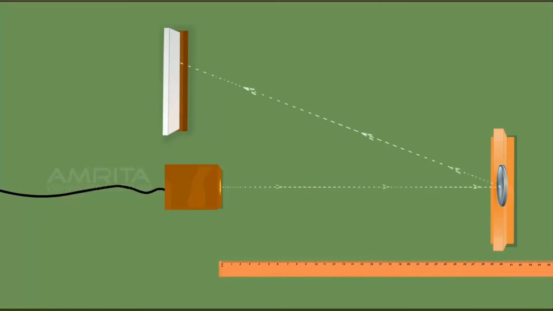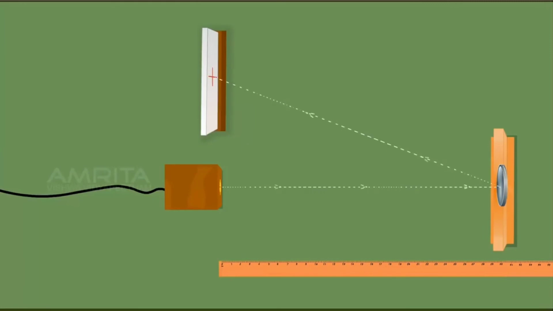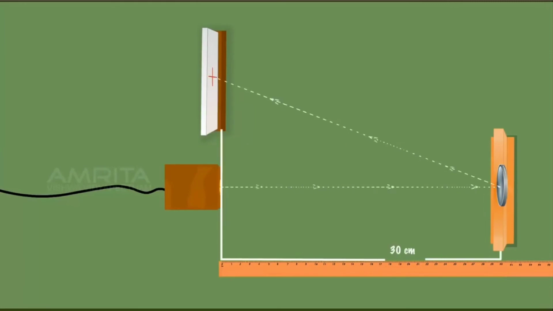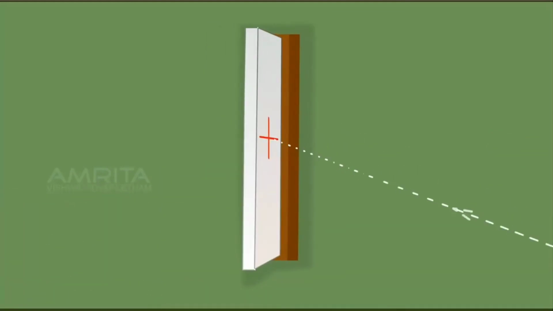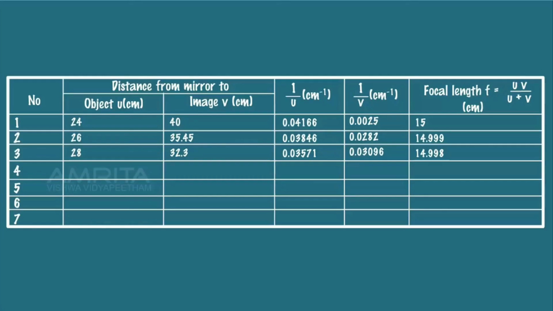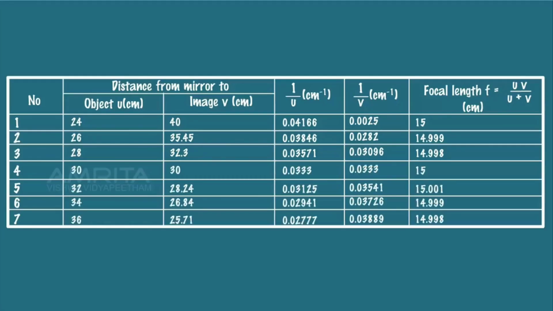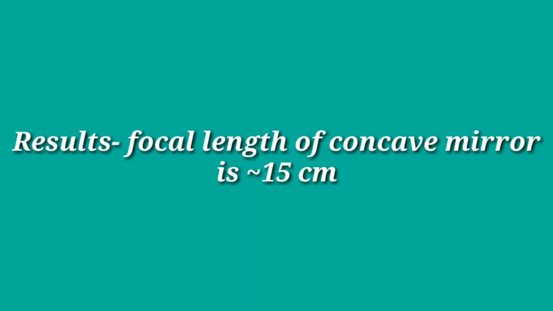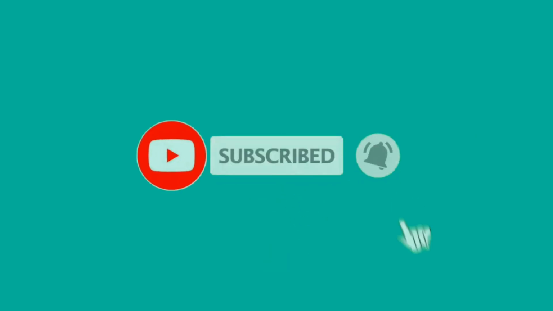Here we are changing the object distance, that means the mirror distance from the source, every time by 2 centimeters. And every time we calculate the screen distance by obtaining the clear image on the screen. So like this you will complete it, for every 2 centimeter difference of object distance you calculate V. From this you can calculate the focal length. Since every time you are getting nearly 15 centimeter, the result is that the focal length of the concave mirror is 15 centimeter. So hope you understand this.